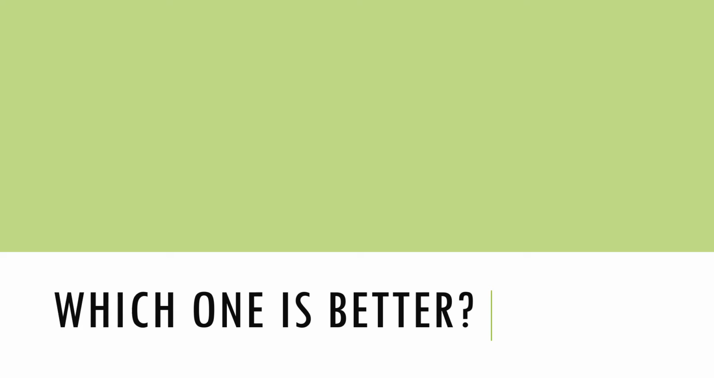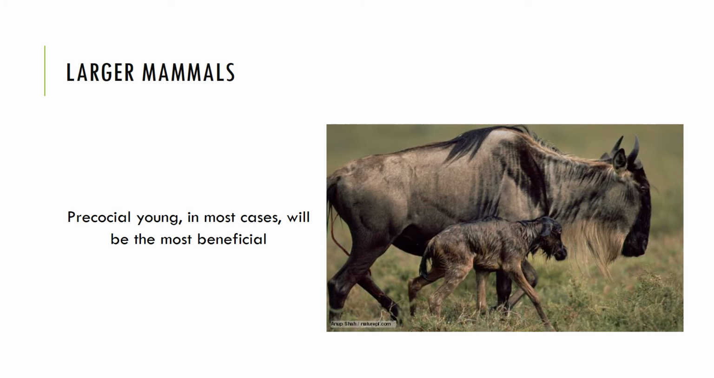So which one is better or more beneficial? For large mammals, having precocial young will be the most beneficial because the young will have increased survivorship in response to predation, competition, or a stressful physical environment. So for example, we can think about a wildebeest. Their calves need to be able to run immediately following birth in order to escape predators such as lions or crocodiles. Or we can think about dolphins. They need to be in a developed state at birth in order to swim.